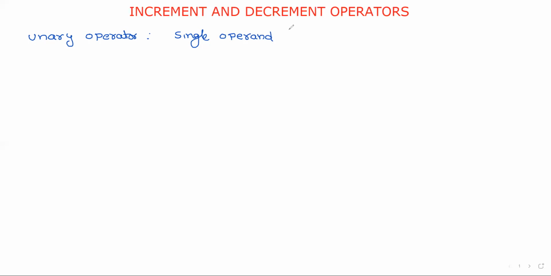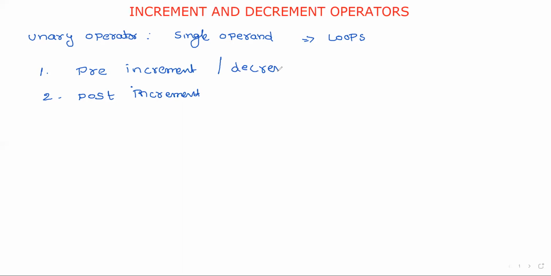Generally, these increment and decrement operators are mostly used in loops. Either while loop, for loop, or do while loop, we are using these increment operators extensively. These are divided into two categories: pre and post, that is pre-increment, post-increment, pre-decrement, post-decrement. First, I will explain the pre-increment.